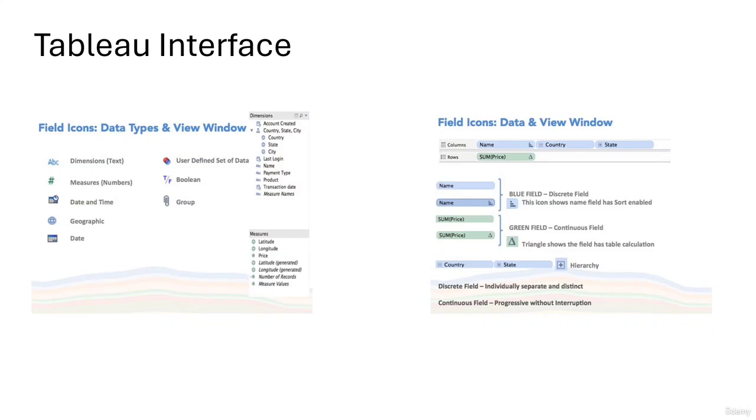Let's take a closer look at field icons and data types. Tableau categorizes fields as dimensions or measures. Dimensions are typically qualitative data. Remember that term? Like names or categories, while measures are quantitative data, like sales or profit. You can recognize field types by their icons: a globe for geographical data, a hashtag for numbers, and an ABC for text. Mastering these basics ensures that your data is accurately represented in visualizations.